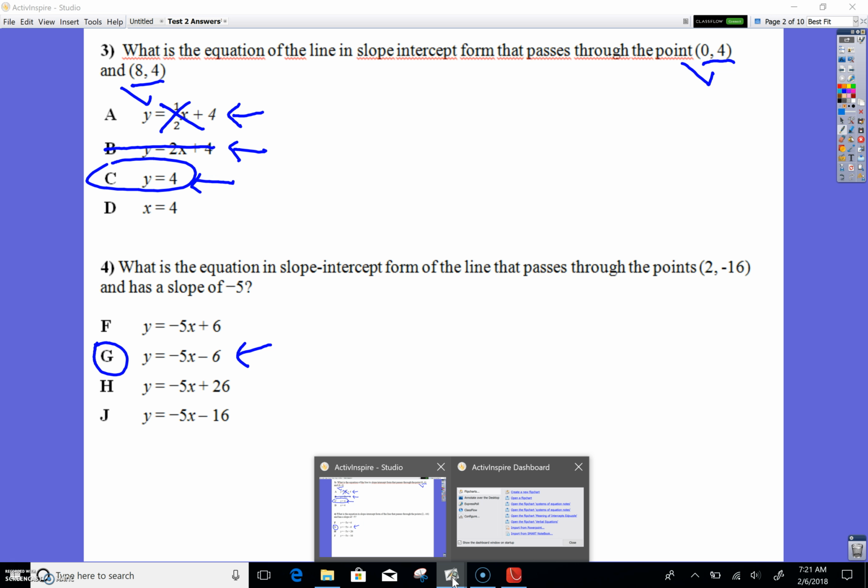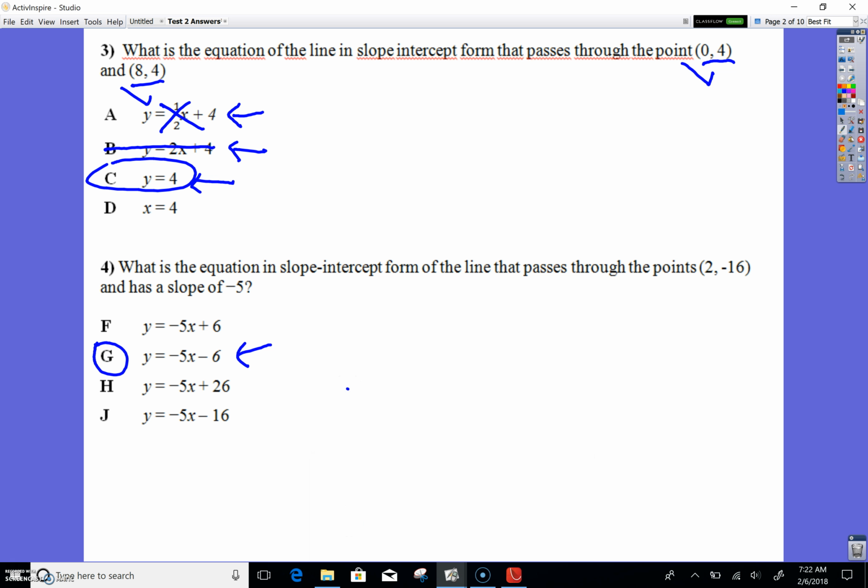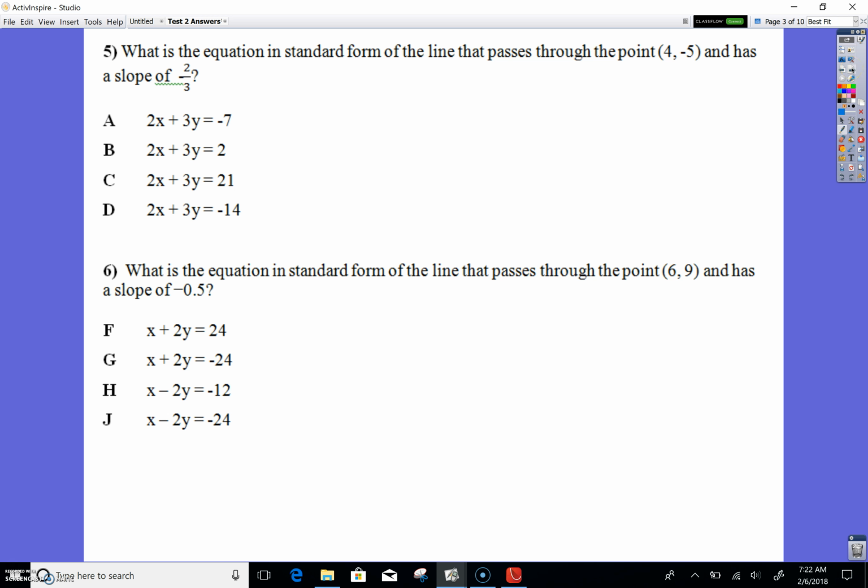It's only been 9 minutes into the video. Again, same thing. We can always check. If you don't know how to do it, you can check. Number 5, I'm going to do the checking. Number 6, I'm going to show you how to do it the normal way.